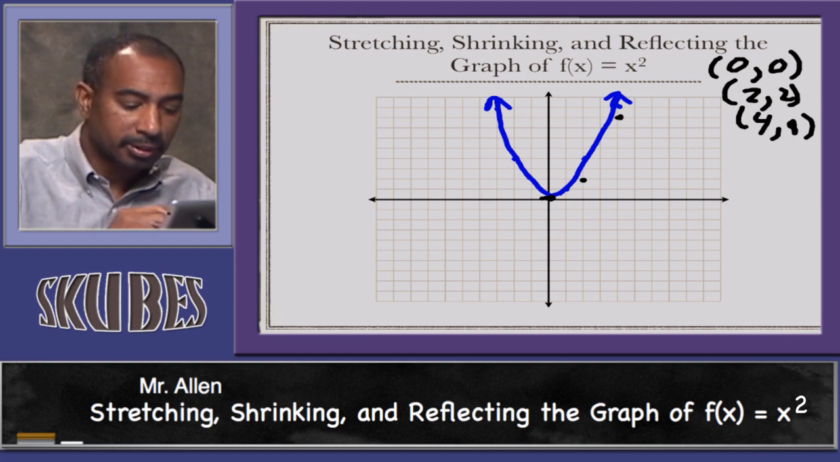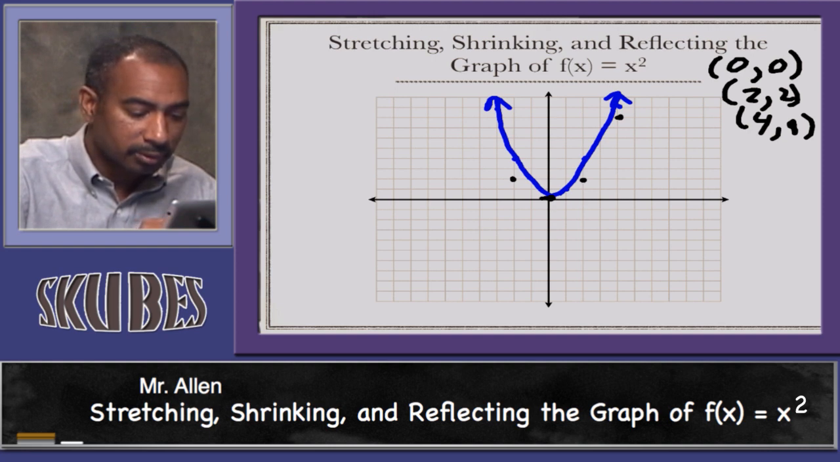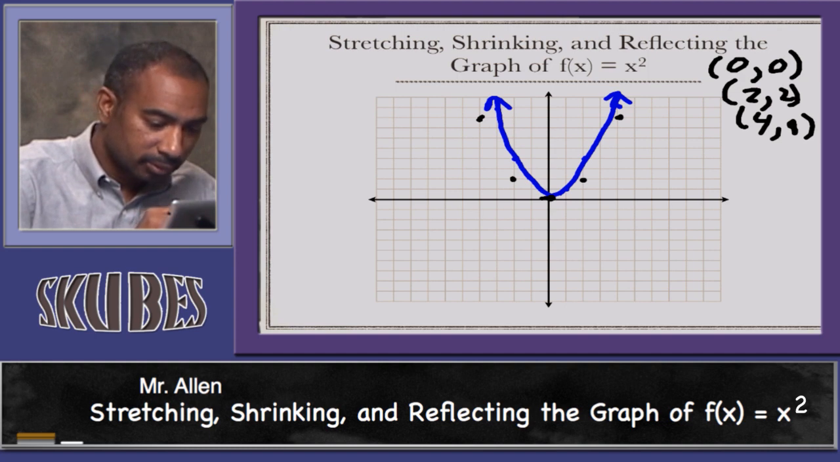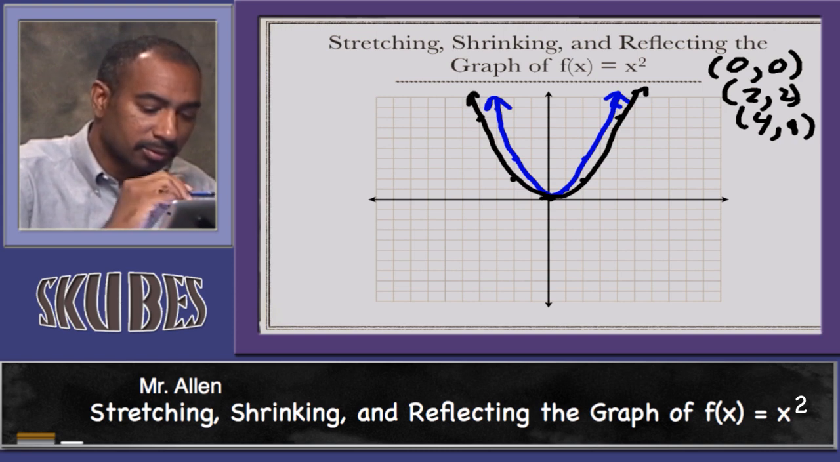And I can do the same thing to the opposite side. Up here, I went over 2 units from the y-axis, so I can go over 2 units to the left to make a point. Went over, let's see, 1, 2, 3, 4. So I can go over 1, 2, 3, 4 units to the left. And you create your graph. Notice that it's stretched. It's wider.